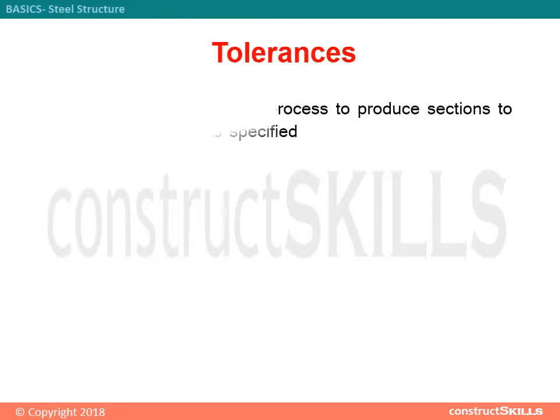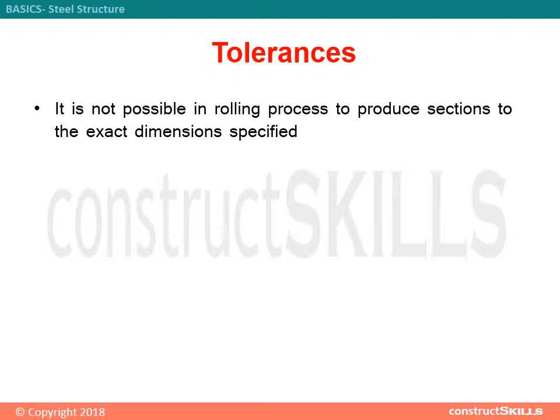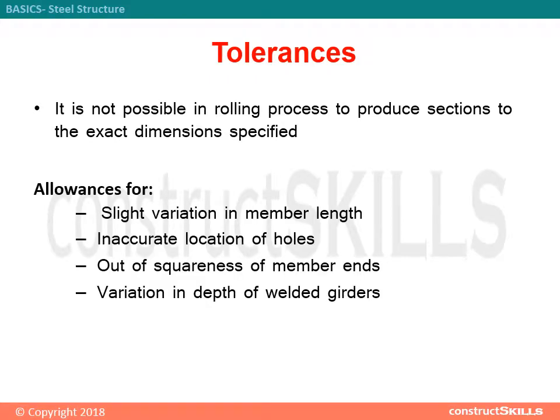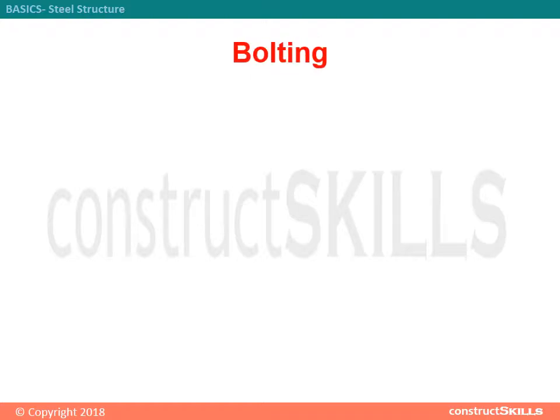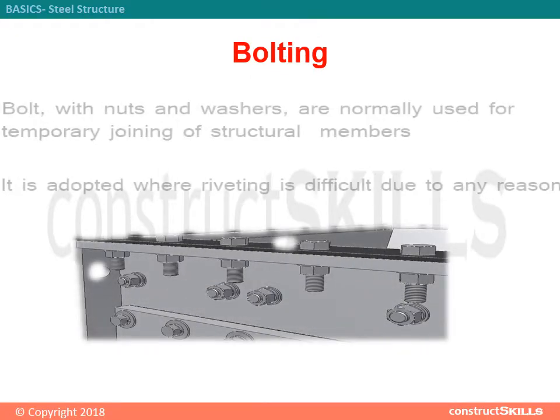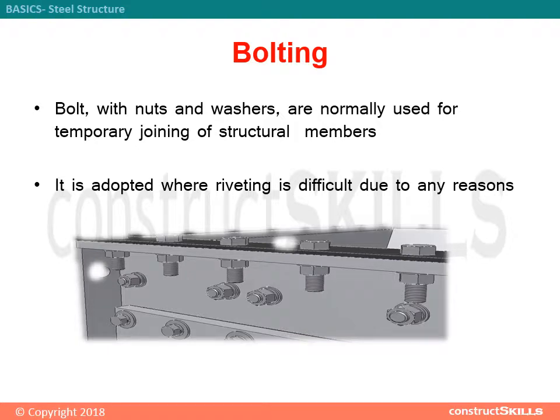Tolerances. It is not possible in the rolling process to produce sections to the exact dimensions specified. It allows for the following factors: slight variation in member length, inaccurate location of holes, out of squareness of member ends, variation in depth of welded girders. Bolting. Bolts, with nuts and washers, are normally used for temporary joining of structural members. It is adopted where riveting is difficult due to any reasons.